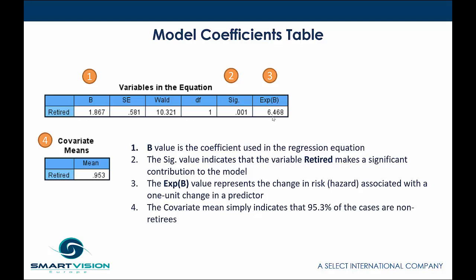If the value was exactly equal to 1, this would not be significant, because it would say that it doesn't change it in any direction. It doesn't shift it, it doesn't halve it, it doesn't double it. The value here is 6.4, so you're 6.4 times more likely to churn if you're a non-retiree.